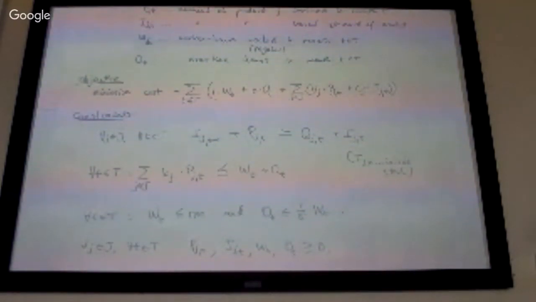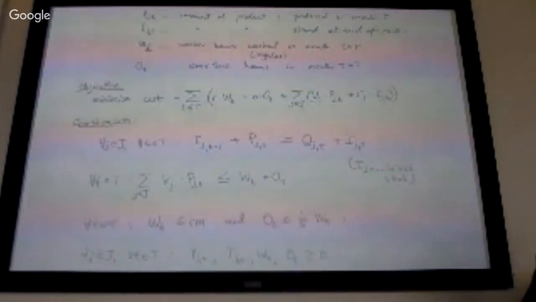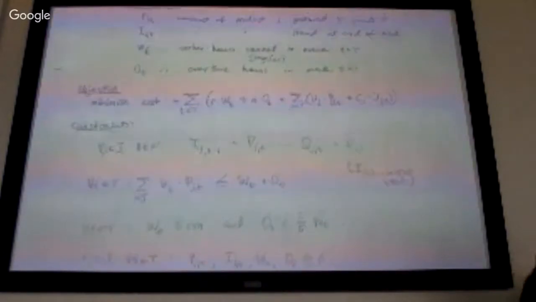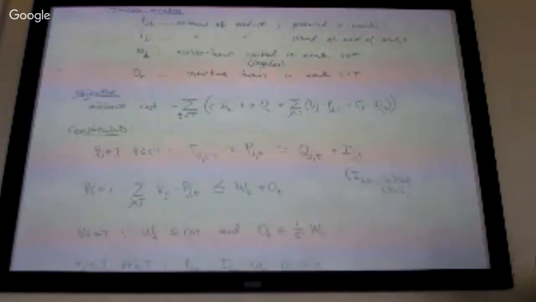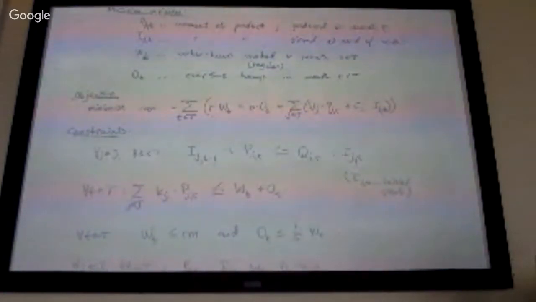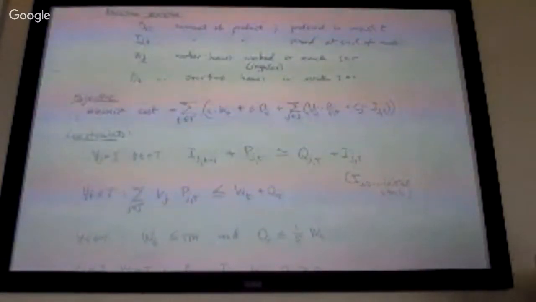Basic test: all decision variables appear in some constraints, W, O, P, I, yes. Do all parameters also appear somewhere? Okay, Q_JT, yes, it's in the constraint. R_n is how much we use, 1 in 5 is there. K_J is somewhere there. R is there, O is there, B_J is there, C_J is there.